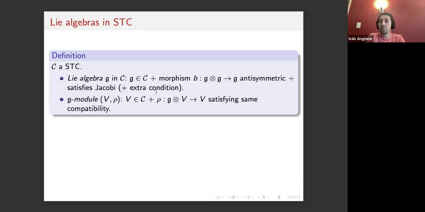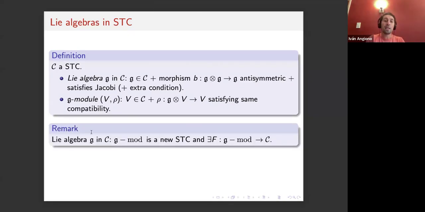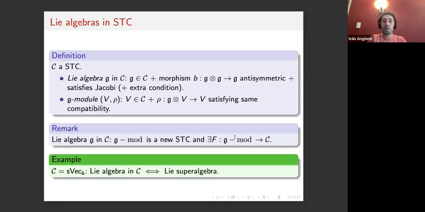And you can define modules in the same way. You define an action as a map from G times B to B, plus the same compatibility that you want for modules. And what happens is that as far as you have Lie algebras in a symmetric tensor category, then you have a new symmetric tensor category, which is the category of G modules, with the additional idea that you have a forgetful functor from G modules to C. You forget the G structure. And as an example, if we take Lie algebras in the category of supervector spaces, we recover the usual notion of a Lie superalgebra. So this is, in some sense, a generalization of Lie superalgebras.